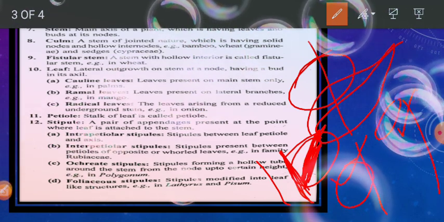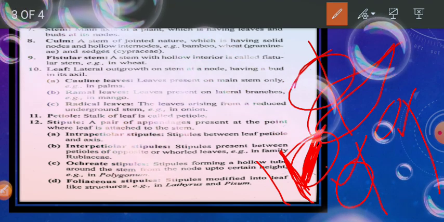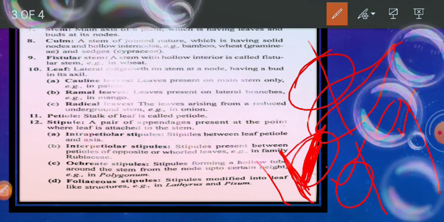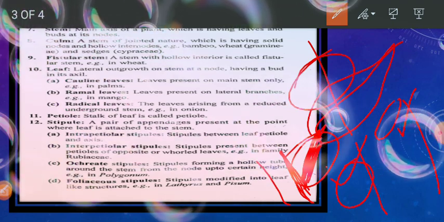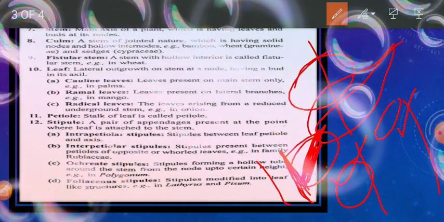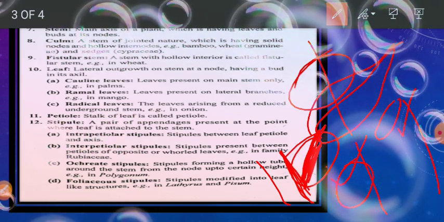Stipules present between the leaf petiole and the axis are known as intrapetiolar, and interpetiolar stipules are present between the petioles of the opposite leaves, as in the family Rubiaceae, where they are known as interpetiolar.